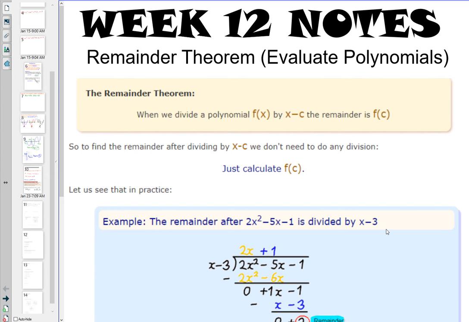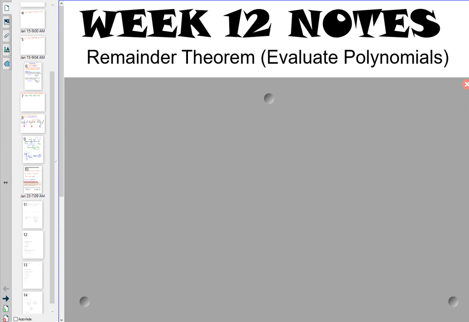Today we start off with something called the remainder theorem, which should be a pretty simple lesson for a couple reasons. Number one, it is not very complex to begin with. Number two, you guys have the advantage that I've already introduced this to you. You've already seen this, so some other kids might be seeing this for the first time.